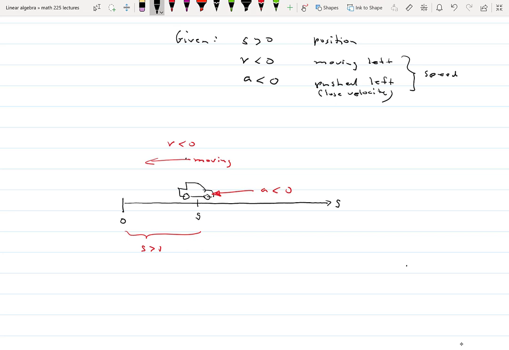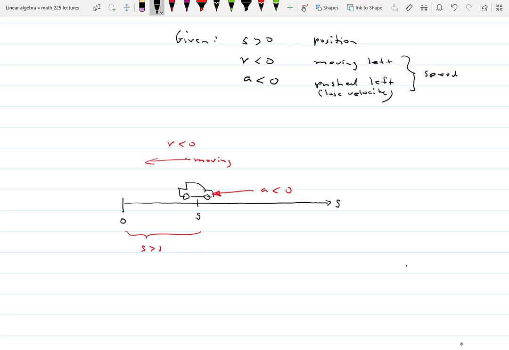Okay, how can that be? I'll show you. Think about this with numbers. Suppose I'm on the freeway moving 60 miles per hour to the left. So my velocity is negative 60. And then my acceleration is less than zero. That means I'm pushed to the left. If I'm moving at negative 60, and then I'm pushed to the left by the wind or my gas pedal, then my velocity is going to go from negative 60 and decrease.